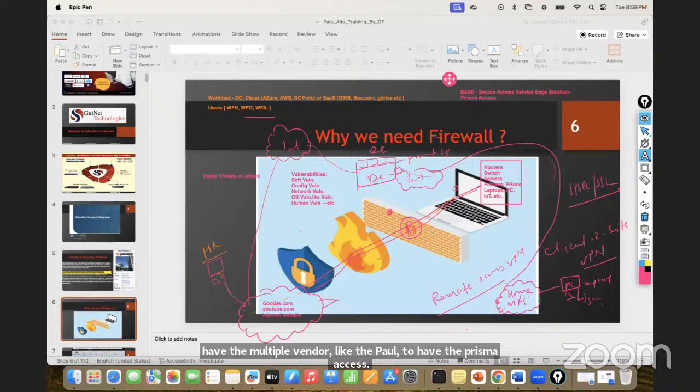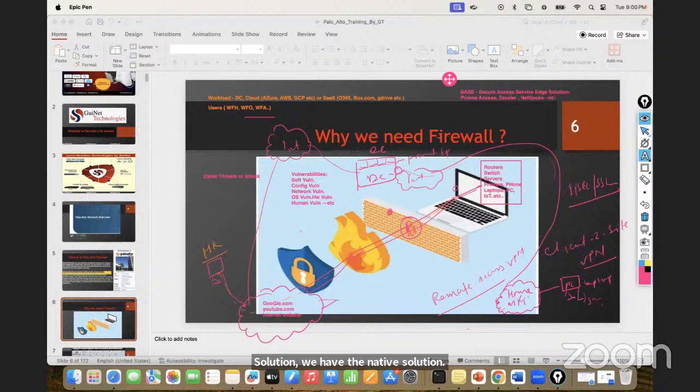Sorry. Prisma Access, we have some Zscaler solution. We have the Netskope solution. So these are the different vendors, basically the major vendors in the market. They have different kinds of solutions available.